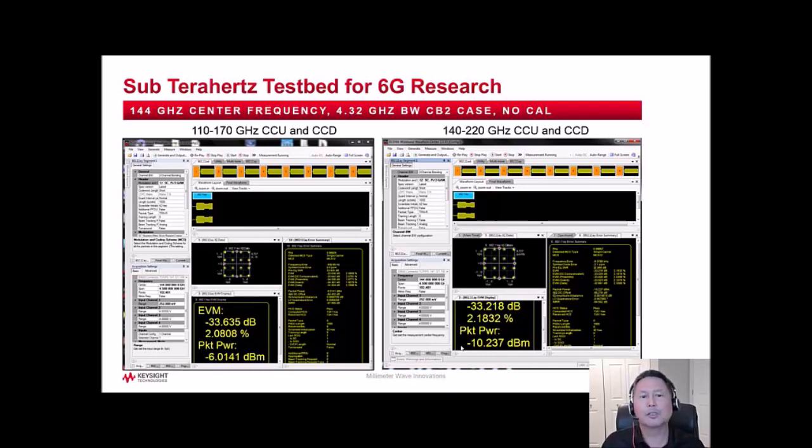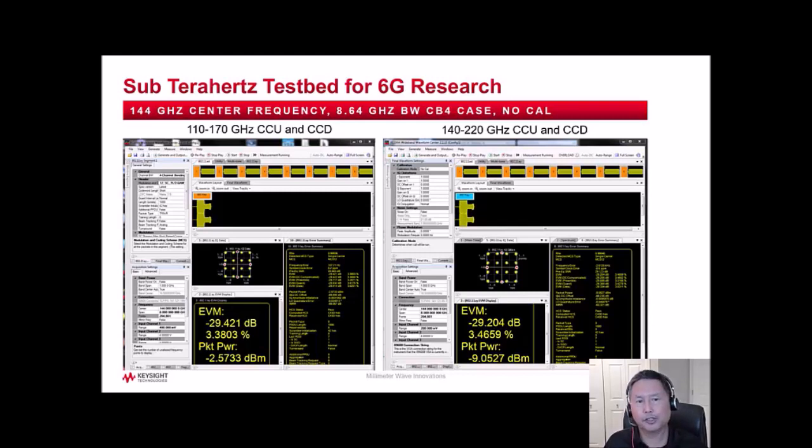Here we're showing measurements for an 802.11ay two-bonded channel configuration, or CB2, signal centered at 144 GHz with 4.32 GHz of channel bandwidth. These measurements were performed for a 16 QAM MCS12 signal, but higher order 64 QAM MCS20 signals have also performed similarly. No calibration was performed for these measurements.